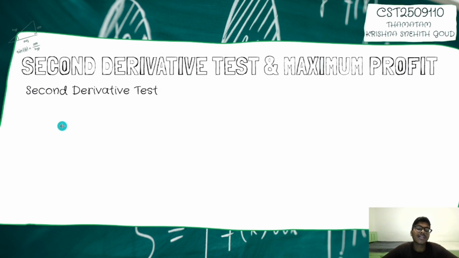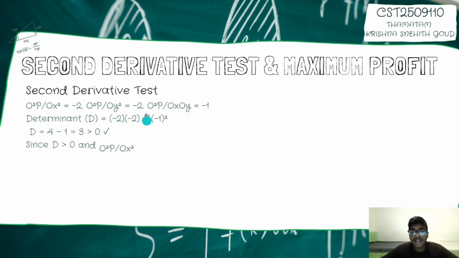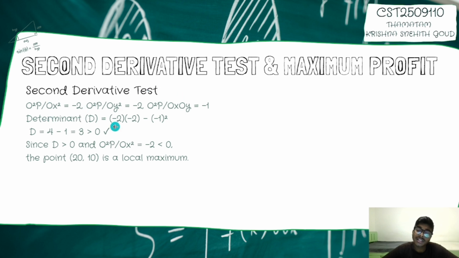So the first one, the second derivative test, from the x and y. The second derivative test of p with respect to x, with respect to y, and with respect to xy, and these give the values minus 2 and 1. By the determinant, we get 4 minus 1 equals 3, which is greater than 0. And the second derivative of p with respect to x is less than 0. So the point (20, 10) is confirmed to be the local maximum.